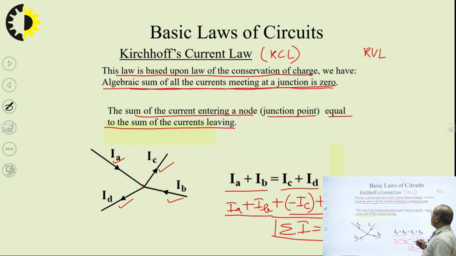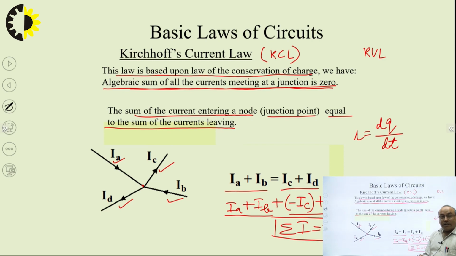And why is this law based on the conservation of charge? Since current is given as the flow of charge per unit time, dq by dt. We have seen that whatever current enters the node, the same current leaves the node. So, whatever charge comes to the node per unit time, the same charge goes away from the node per unit time. That means there is no accumulation of charge at the node, and this elaborates the principle that KCL is based upon the law of conservation of charge.